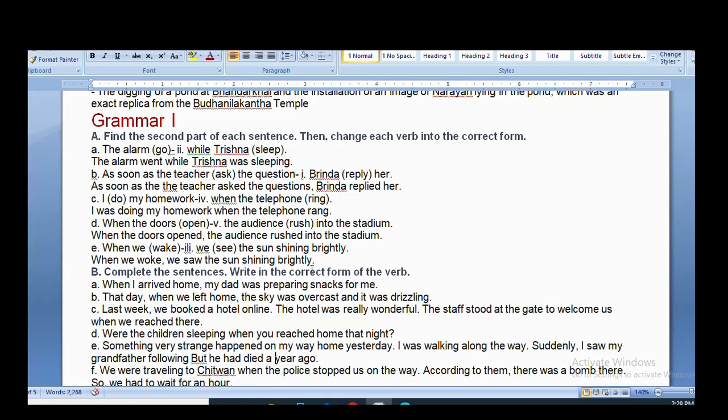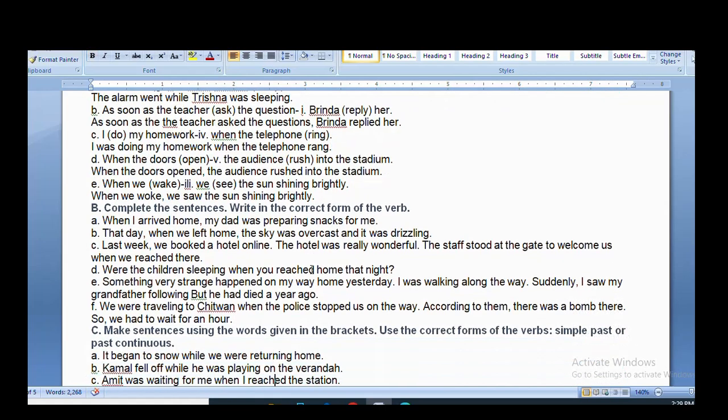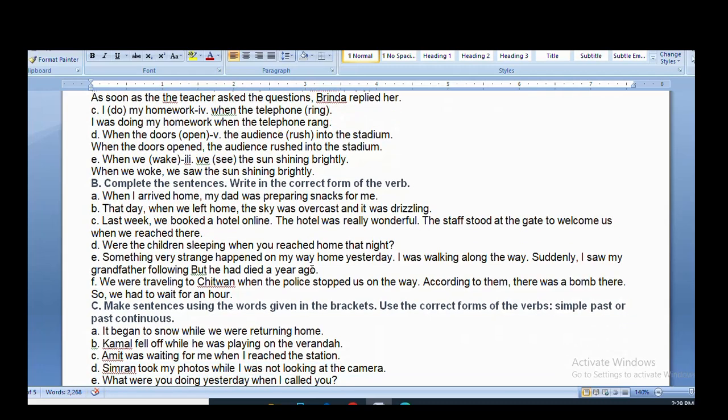Go to number B, complete the sentences, write in the correct form of the verbs. When I arrived home, my dad was preparing snacks for me. That day when we left home, the sky was overcast and it was drizzling. Last week we booked a hotel online. The hotel was really wonderful. The staff stood at the gate to welcome us when we reached there.